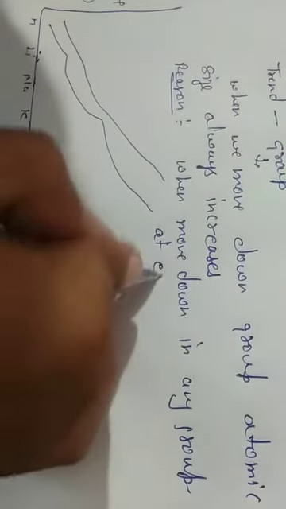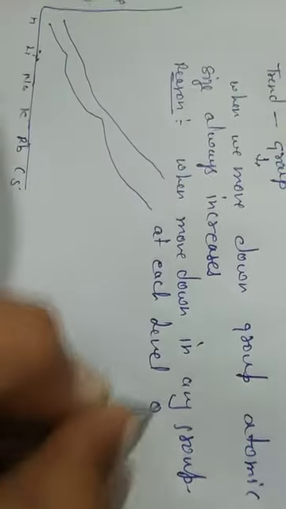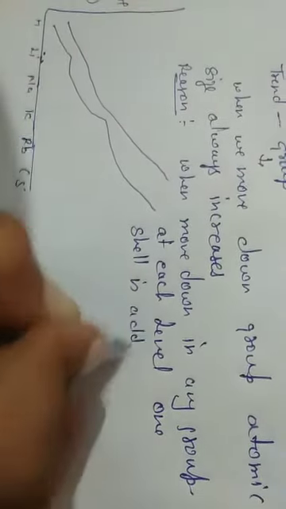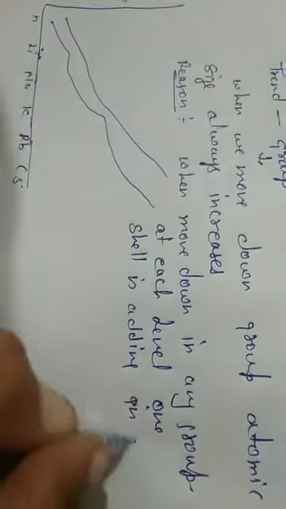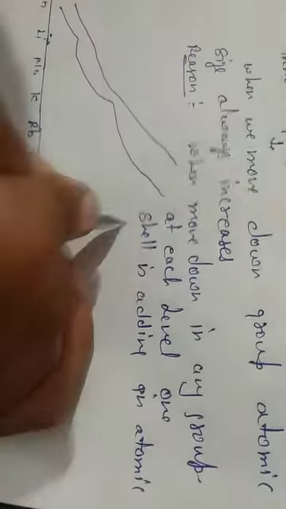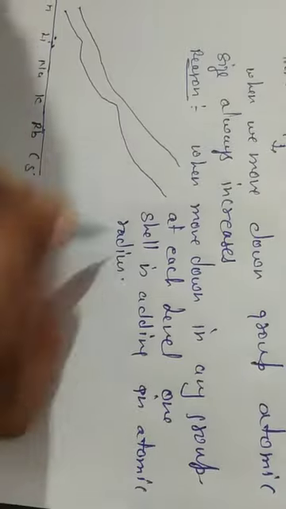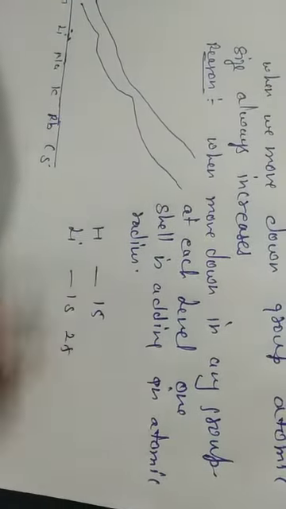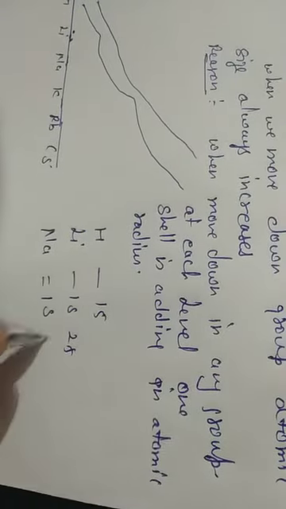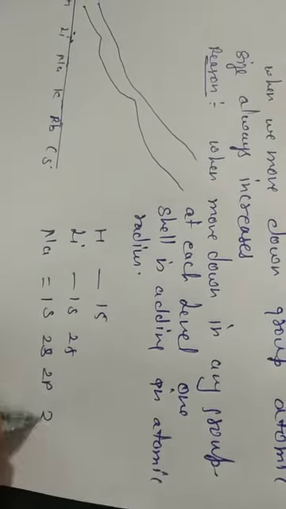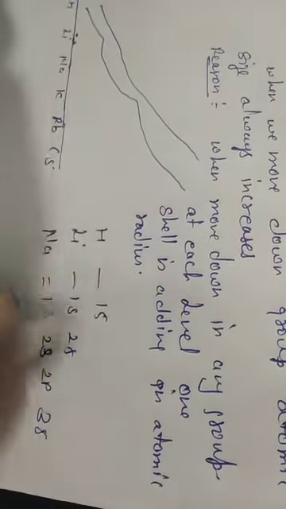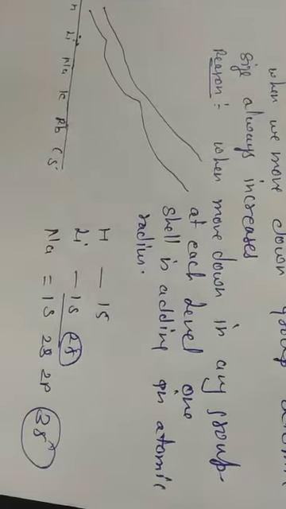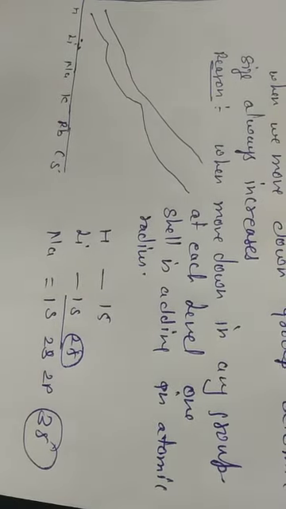at each level one shell is added in the atomic radius. For example, you know that hydrogen only has 1s. If you go to lithium, it has 1s, 2s. If you go to sodium, it has 1s, 2s, 2p and 3s. So at each level, one more shell is added. That's why atomic size goes on increasing in any group.